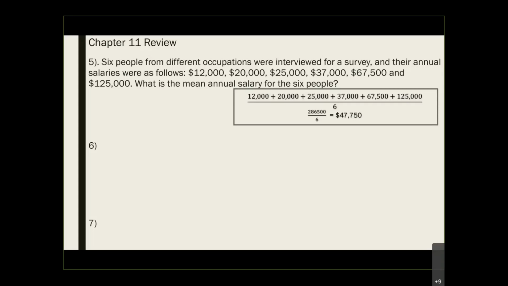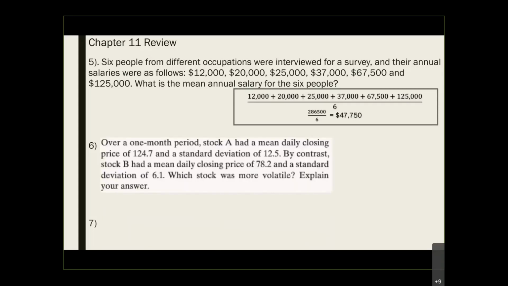Number 6 and 7 basically ask you to understand the definition of standard deviation, right? Over a 1 month period, stock A has a mean daily closing price of 124.7 and a standard deviation of 12.5. By contrast, stock B has a mean daily closing price of 72, and the standard deviation is 6.1.